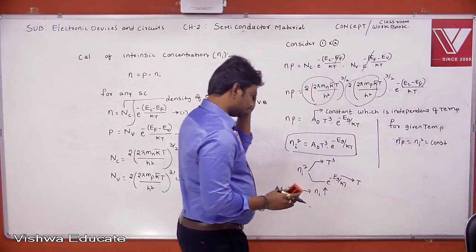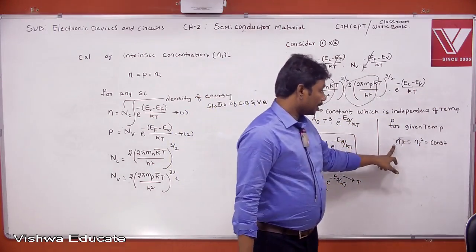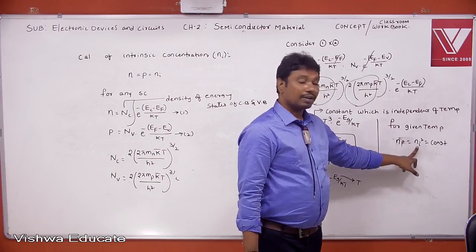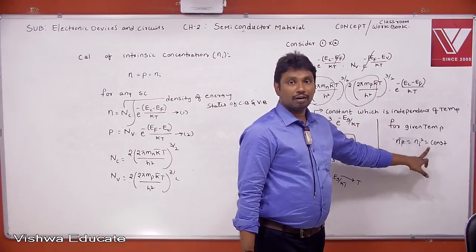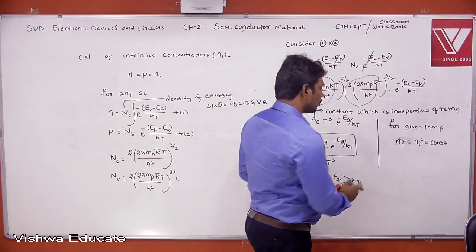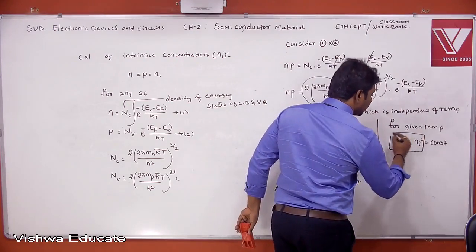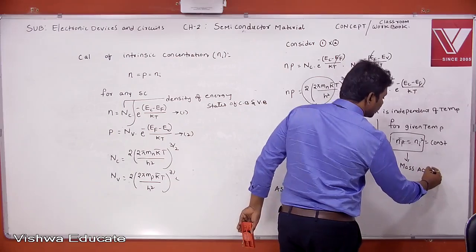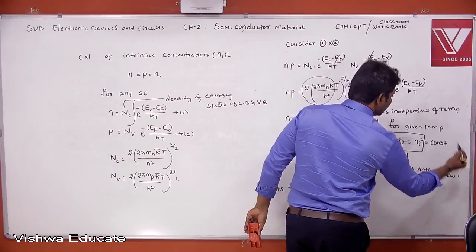That means the product of electron concentration and hole concentration is equal to the square of the intrinsic concentration, which is constant. What is it called? Mass action law. Mass action law, right.